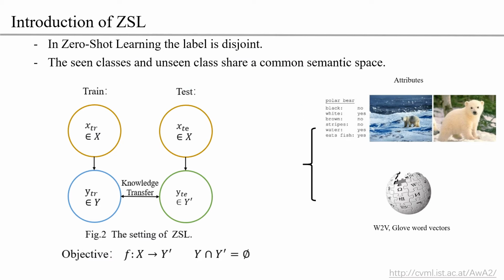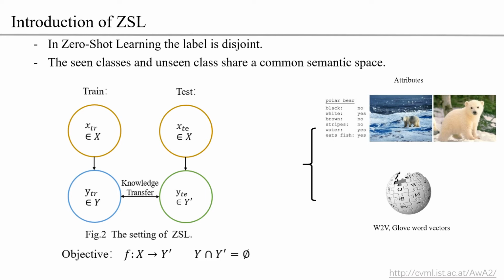Formally, we have X_tr for the seen classes' visual features, Y_tr for the seen class labels, X_te for unseen class visual features, and Y_te for the unseen class labels. The objective is to find a function from the X side to the Y' side, where the Y side and Y' side are disjoint. The knowledge transfer is implemented by a compatibility function in a common semantic space.